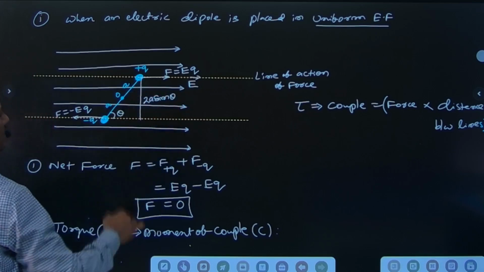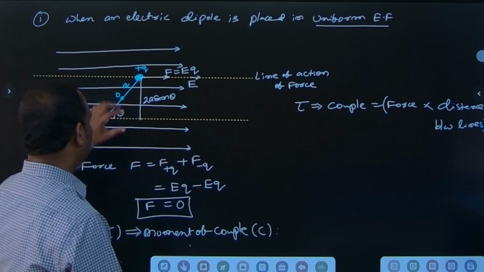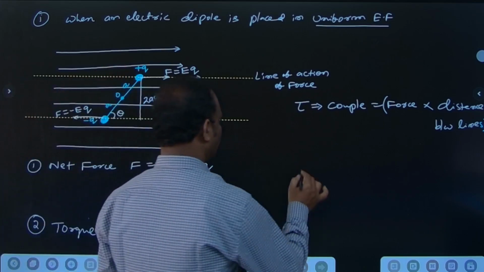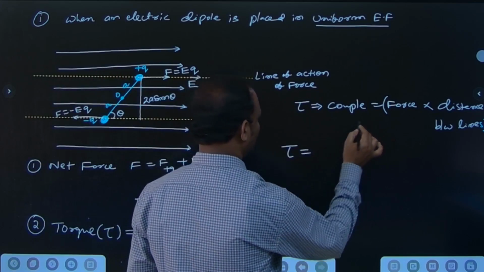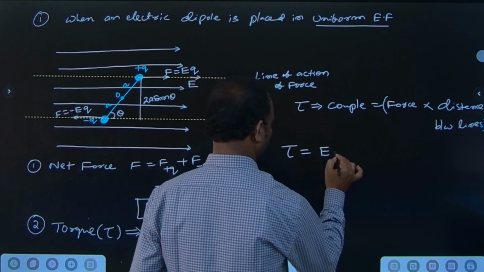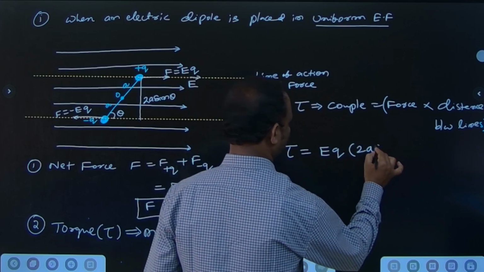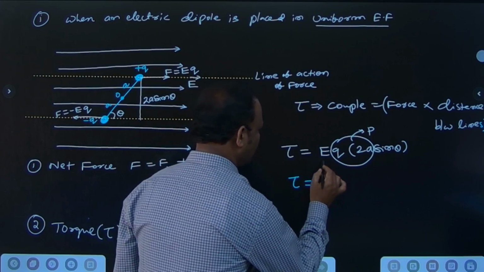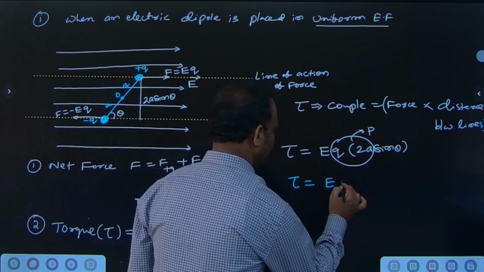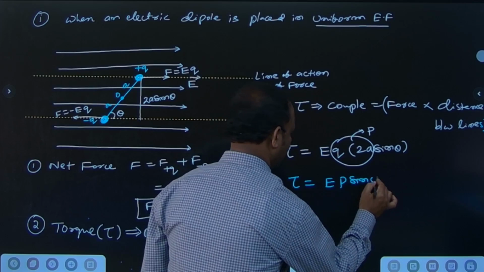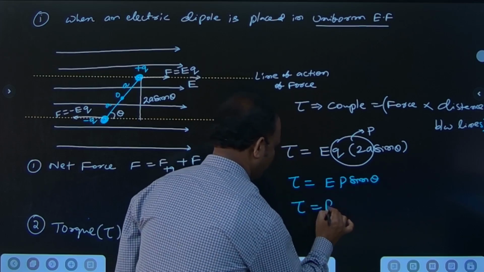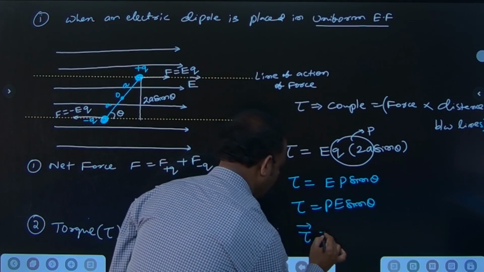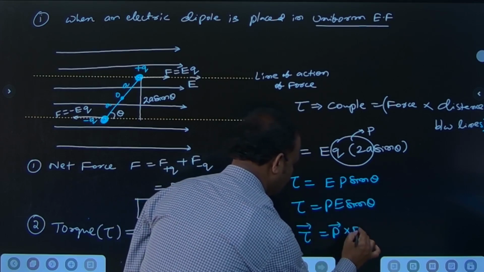The perpendicular distance between these two lines is 2a sin theta. So torque tau is equal to force times distance, which is E times q times 2a sin theta. So this is torque tau, which equals P E sin theta. Vectorially, we write tau bar is equal to P bar cross E bar.